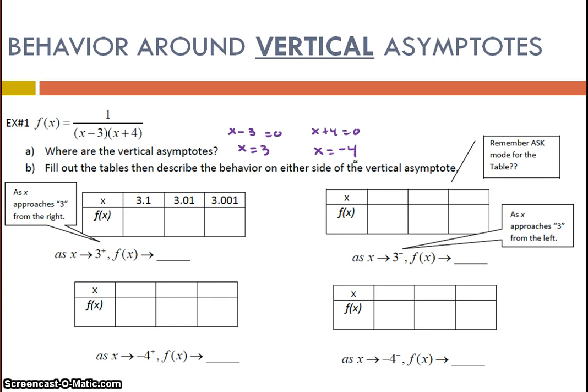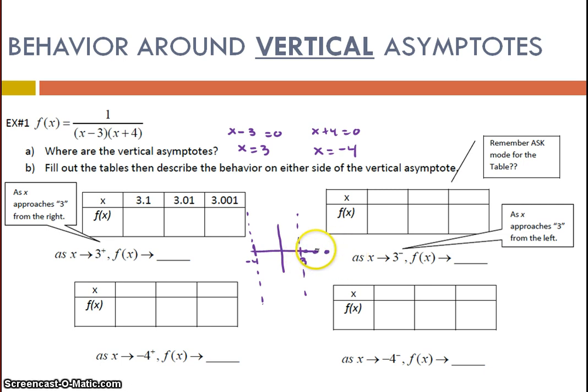So we're going to fill out the tables here, and we're going to use our calculator to fill out the table. So as x approaches 3 from the right, so here's my axes, and here's 3, and here's negative 4, and I'm going to have vertical asymptotes at these values, and I'm going to see what happens. As x approaches 3 from the right, that plus means 3 from the right, what I want to investigate as I get closer, like here's 3.1, not to scale, 3.01, 3.001, looking at these values in my table. So I'm getting closer, right? 3.1, 3.01, 3.001, getting closer to 3, bigger than 3.